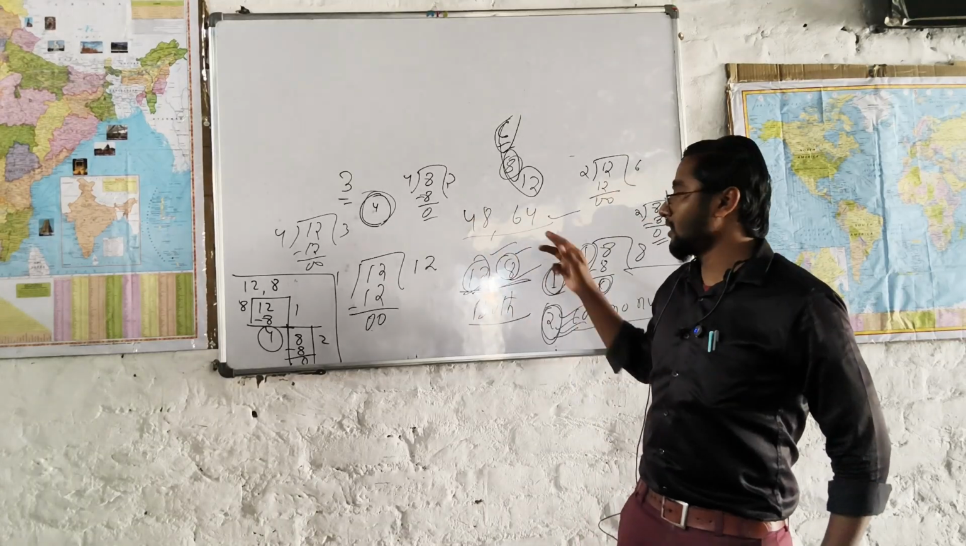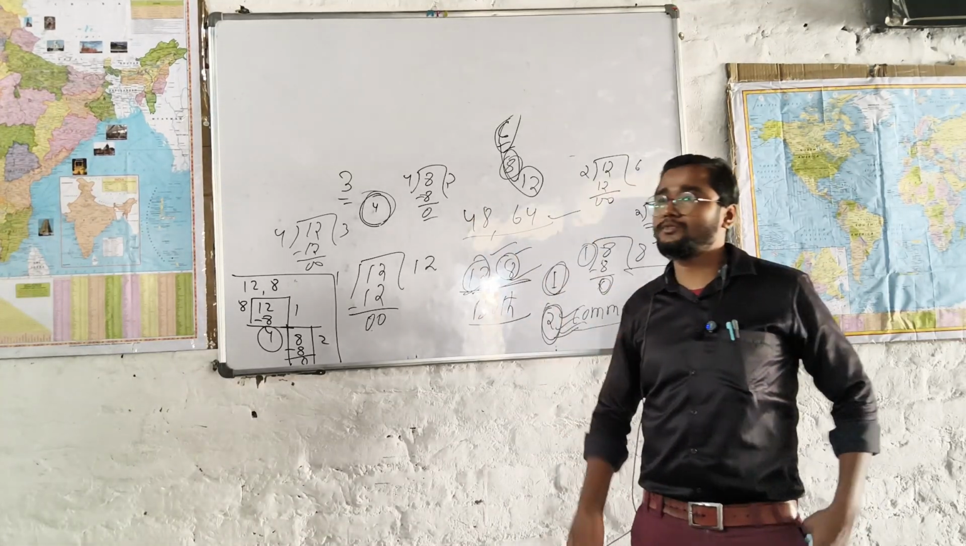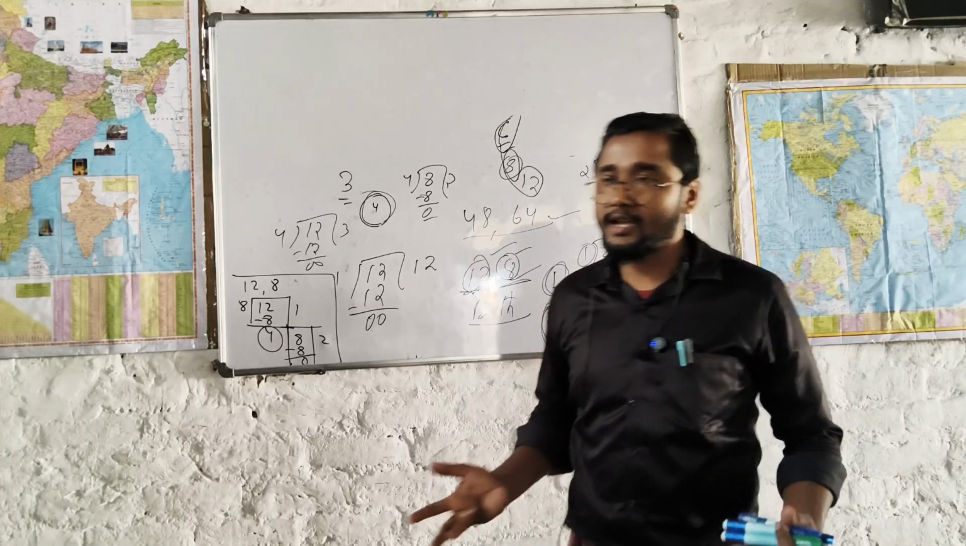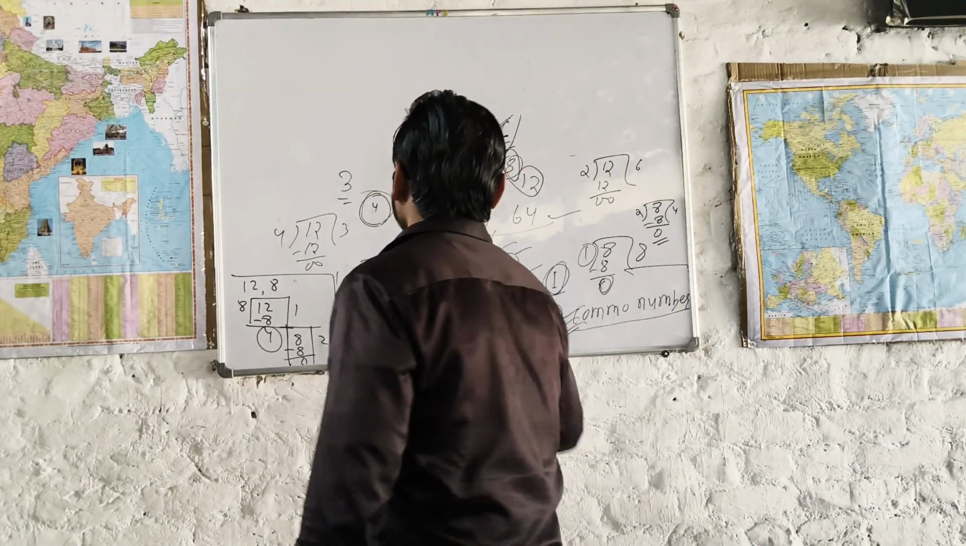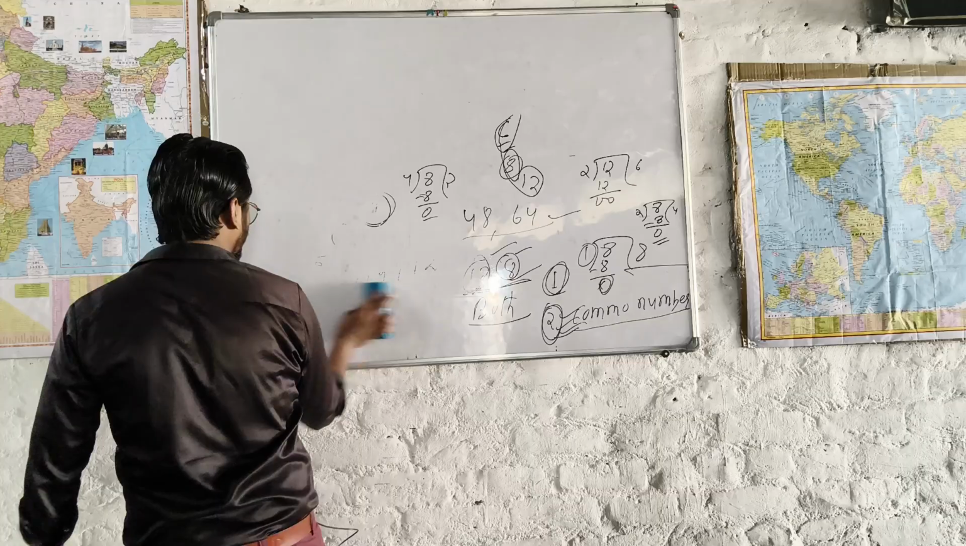So similarly, 40 and 64, two numbers are given there. What do we have to do this time? Let's do the HCF. You understood that? Yes, sir. Okay, understand one more time here.